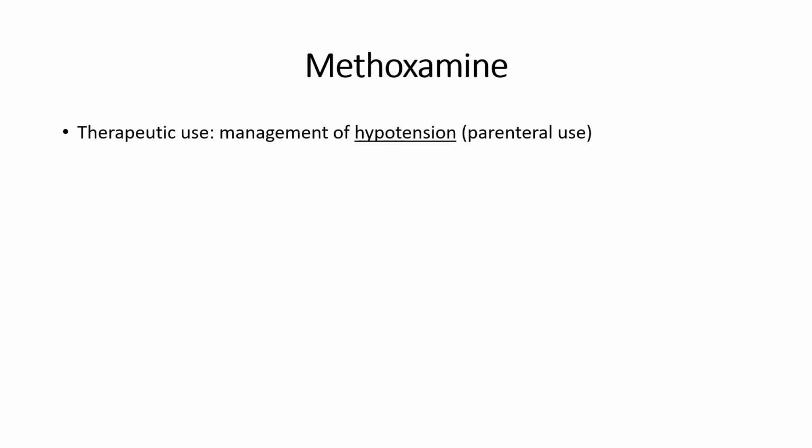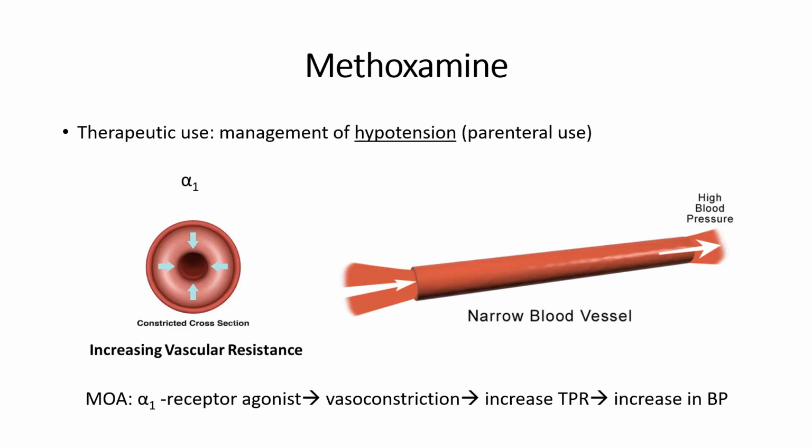It is also indicated as adjunctive treatment of hypotension due to hemorrhage, reactions to certain medications, surgical complications, and shock associated with brain damage due to trauma or tumor. Methoxamine acts through peripheral vasoconstriction by acting as a pure alpha-1 receptor agonist, thus increasing total peripheral resistance and ultimately increasing systemic blood pressure, both systolic and diastolic.